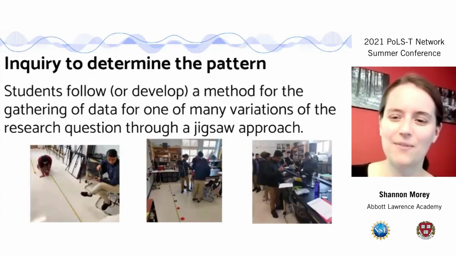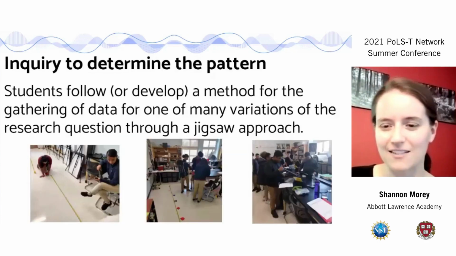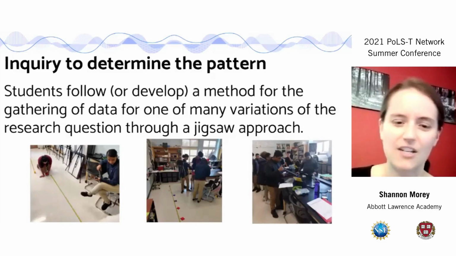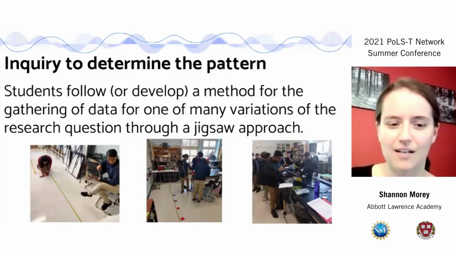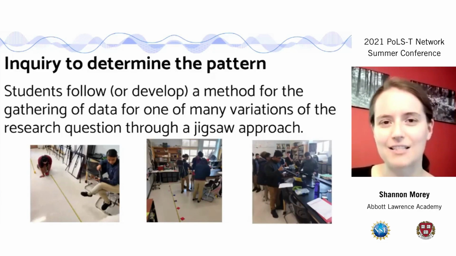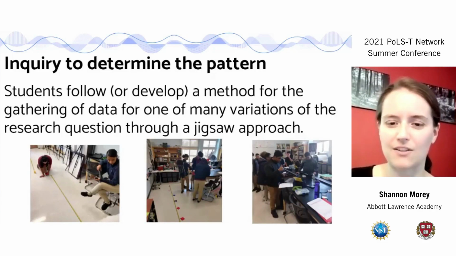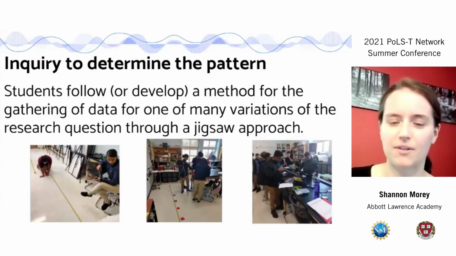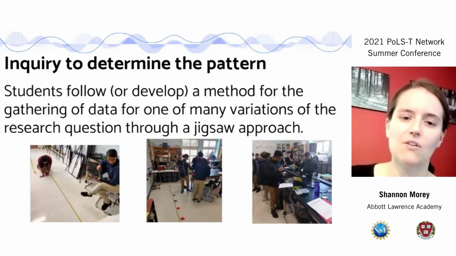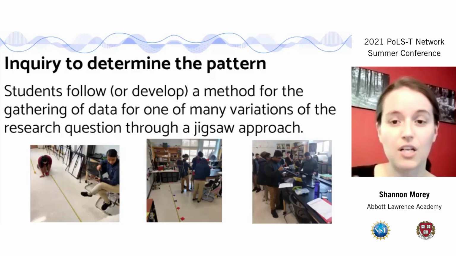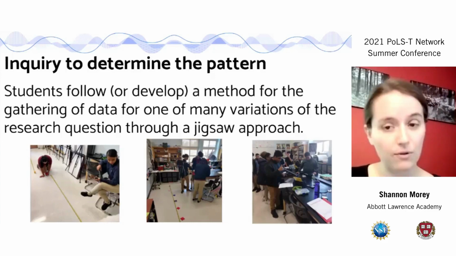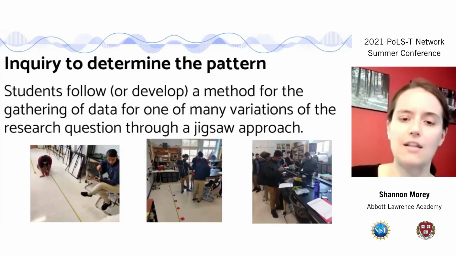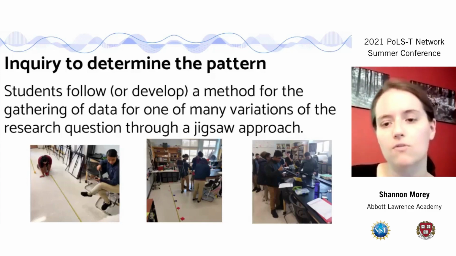And then the next part, we do inquiry to determine a pattern. Again, some pictures of my students in this case. In the first 2 pictures, they're kind of doing the classic constant buggy experiment to learn about constant velocity. And then this last picture, we're studying acceleration. So when students are determining or doing inquiry to determine a pattern, they're either following or developing a method for gathering data of one of many variations of a research question through a jigsaw approach.